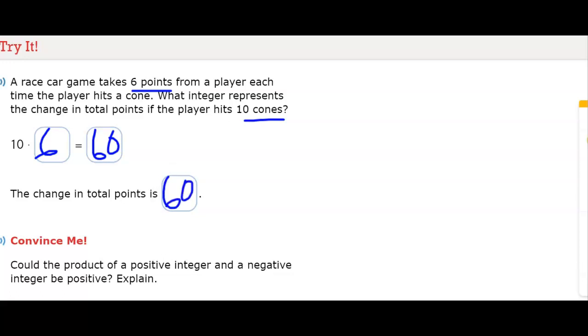But what we have to remember is that the game takes the 6 points away. So because they're taking the 6 points away, that means that our 6 is going to have to be negative, which means -6 times 10 is going to give us -60. So the total change in points will be those -60 points.